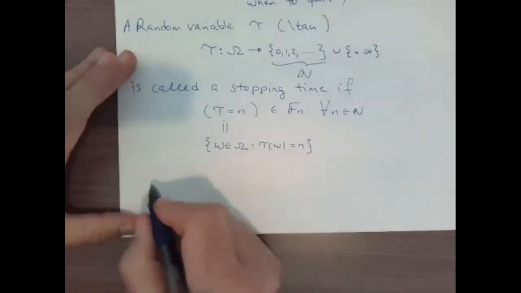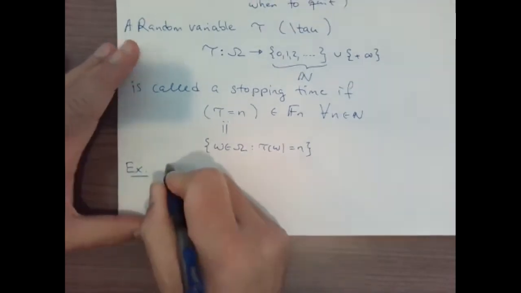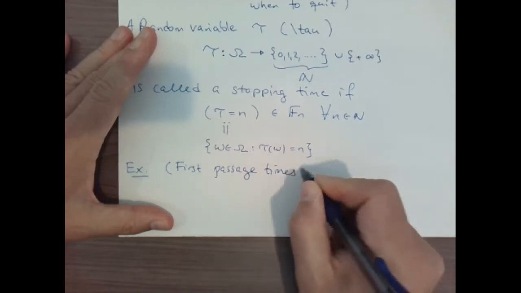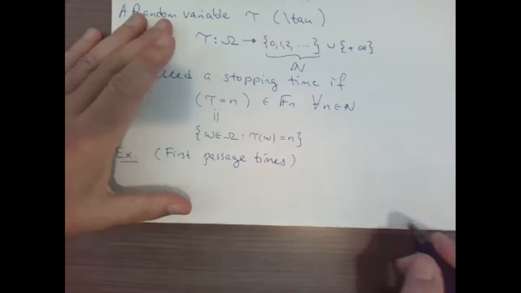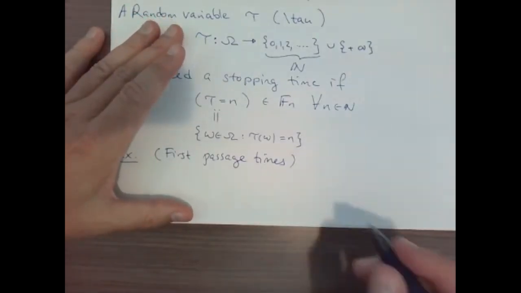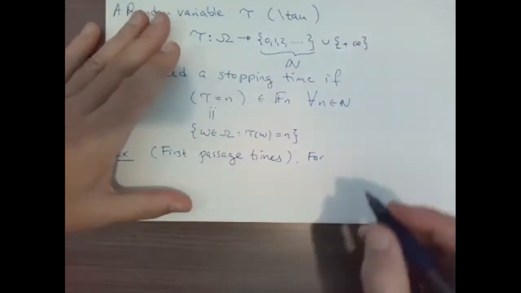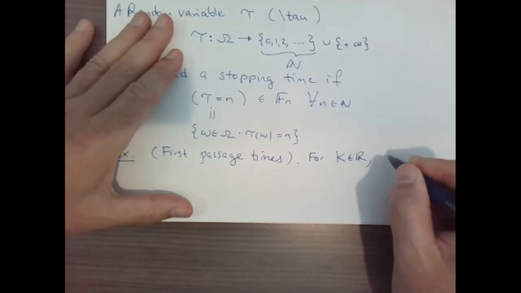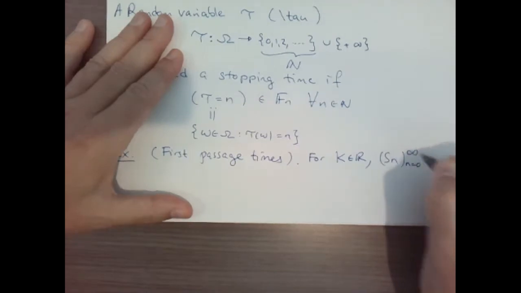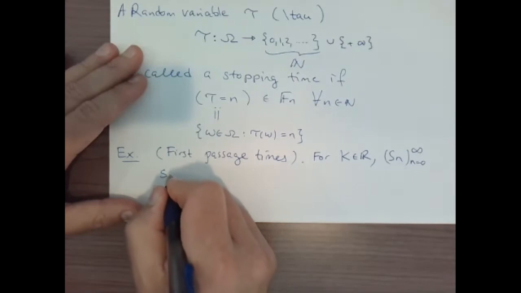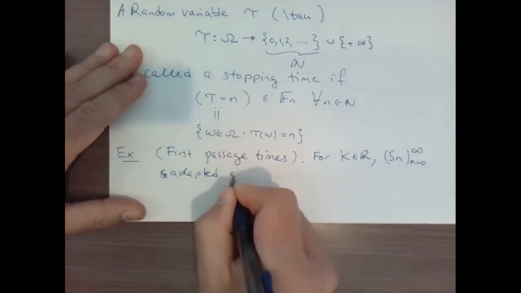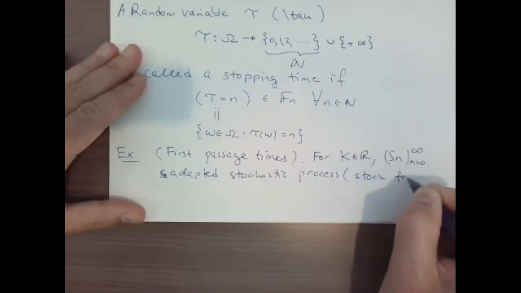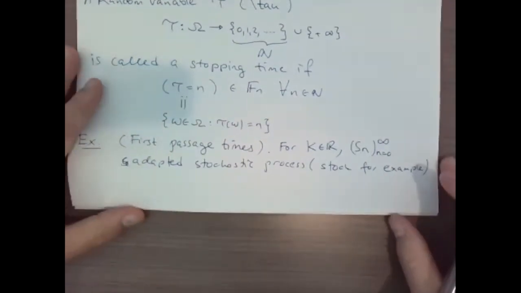And by far, the most important example is the following. This is called first passage times. By far the most important class of stopping times, say for k a constant, and say maybe we just take the stock price or a stochastic process in general. So this could be an adapted stochastic process. This could be the stock that we work with.